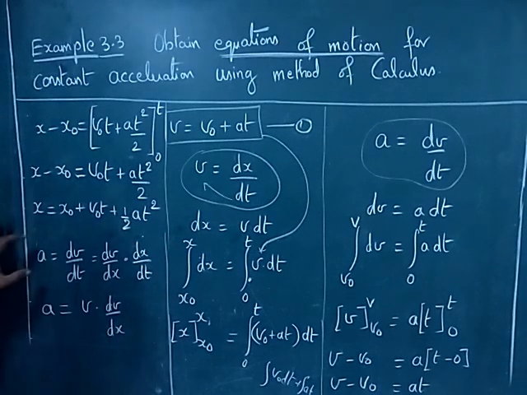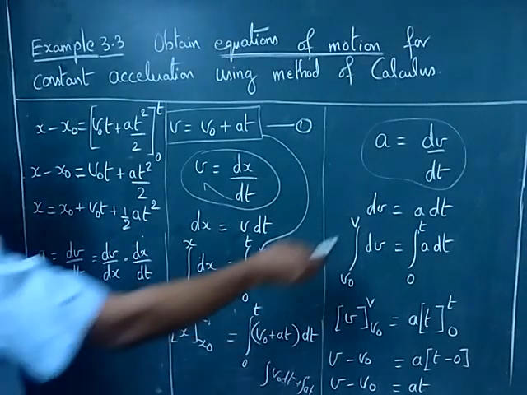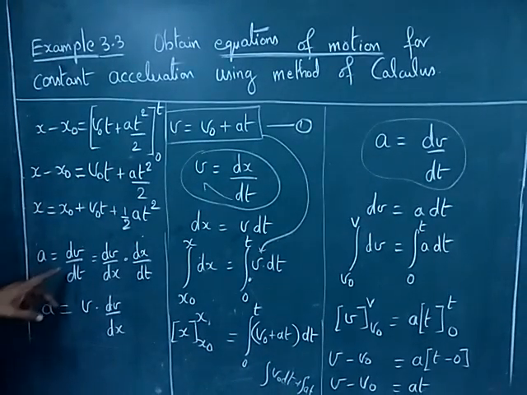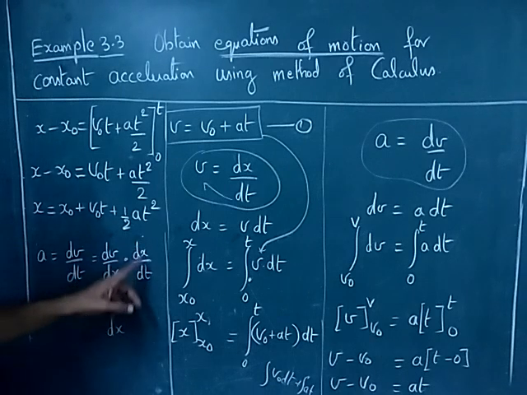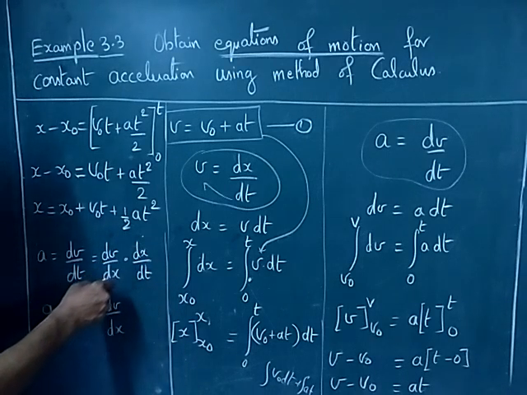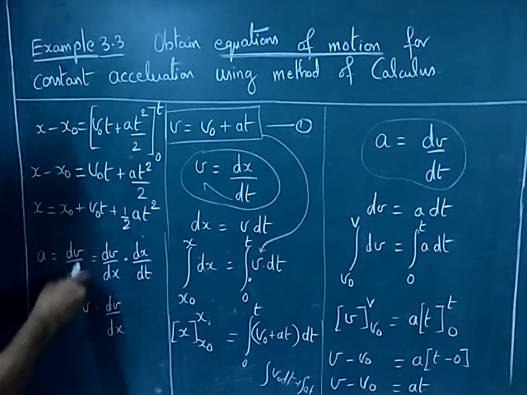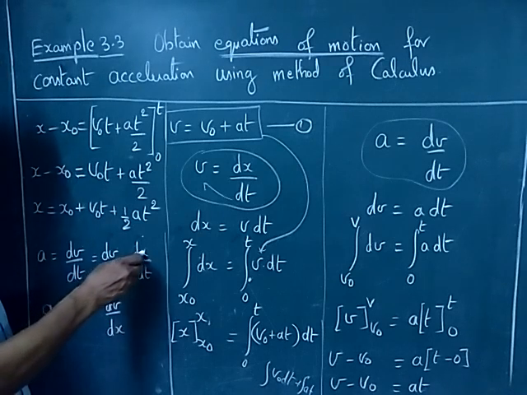Now we have to find acceleration. So acceleration is equal to dv by dt. We already have the relation. So acceleration is dv by dt, which is nothing but dv by dx into dx by dt. See, this dx and dx get cancelled, you will get dv by dt, so the value is not altered. So dv by dt can be written as dv by dx into dx by dt.